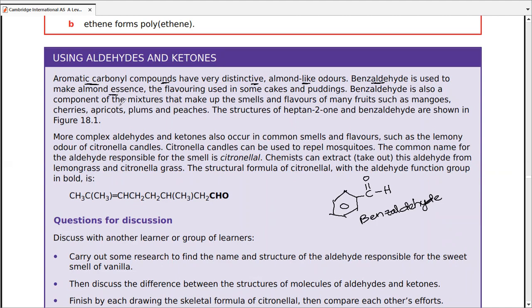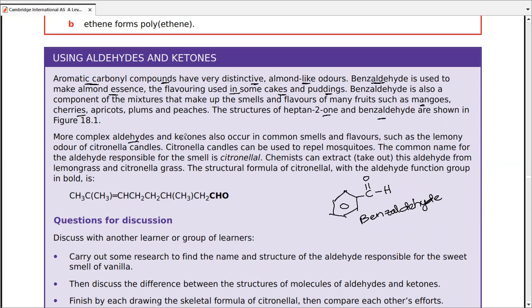This makes the element essence, the flavoring that we use in some cakes, in some puddings, biscuits, the list goes on. Benzaldehyde is a component of mixtures that smell and flavor many fruits. It includes mangoes, cherries, apricots, a long list. All right. The structures of heptan-2-one and benzaldehyde are shown in the figure later.